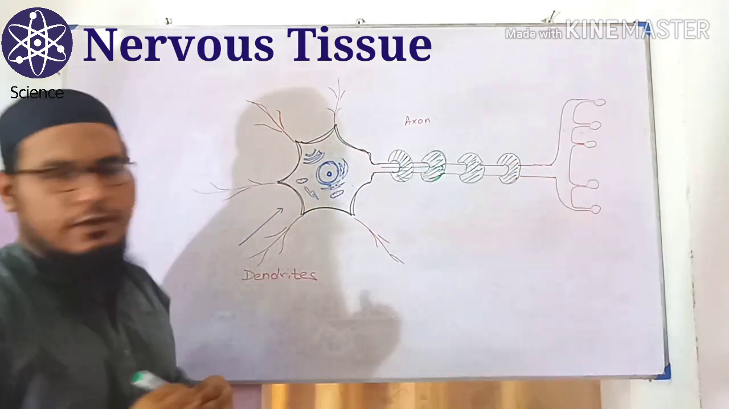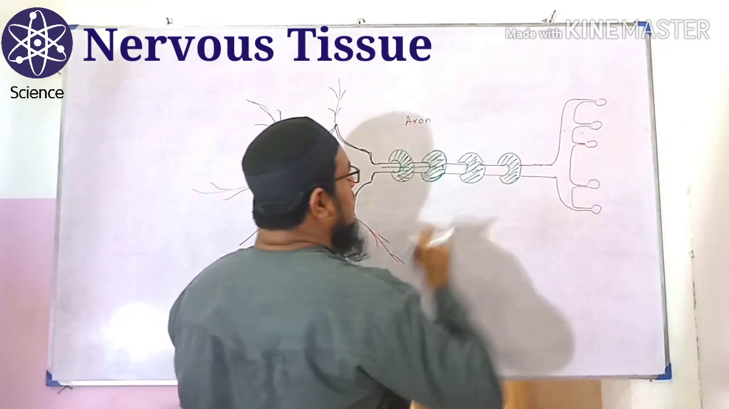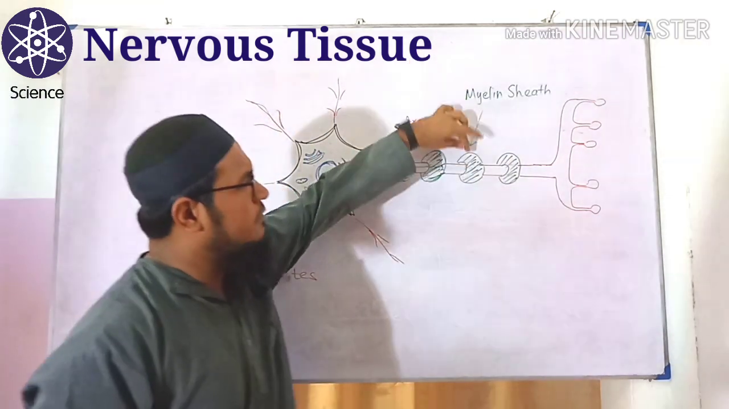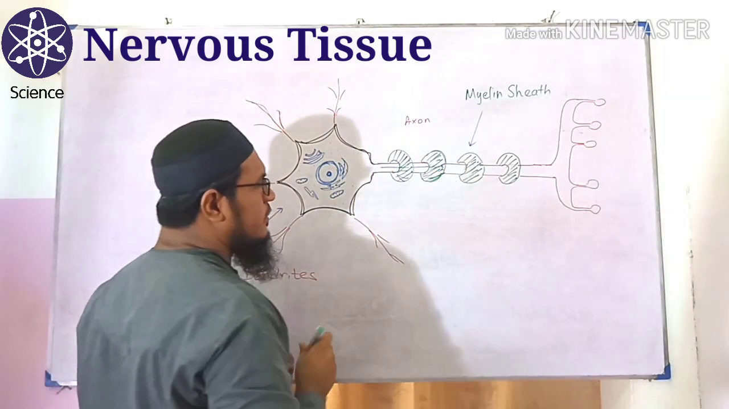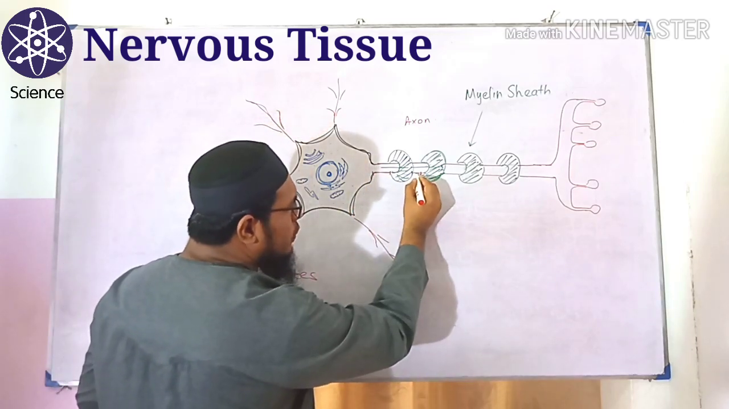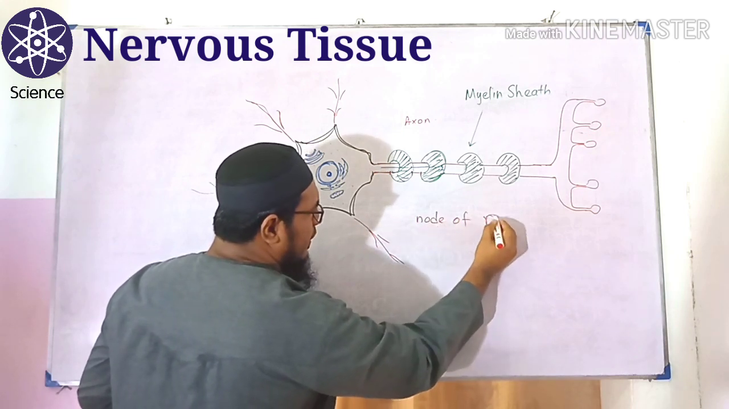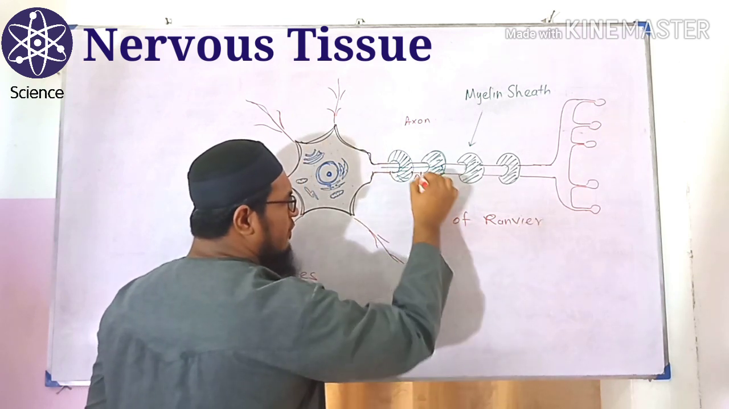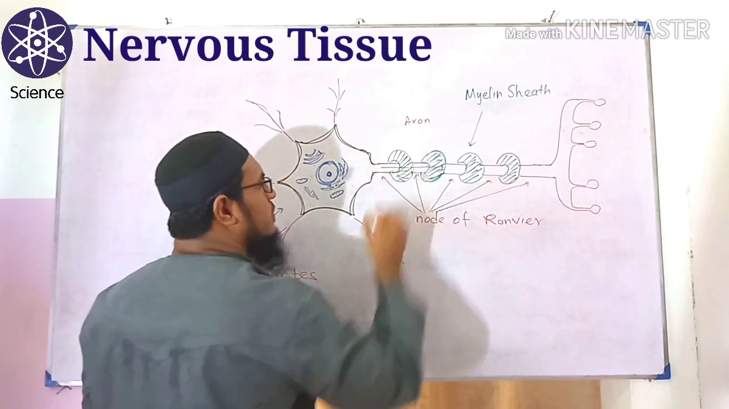So due to myelination, we find gaps. These are the myelin sheath. This is the myelin sheath. So the myelin sheath is wrapped at intervals. So there is a small exposed axon part. This exposed axon part is called the node of Ranvier. Node of Ranvier. So we have many nodes of Ranvier. One here, and the other one here, and the next one here, and the next one here.